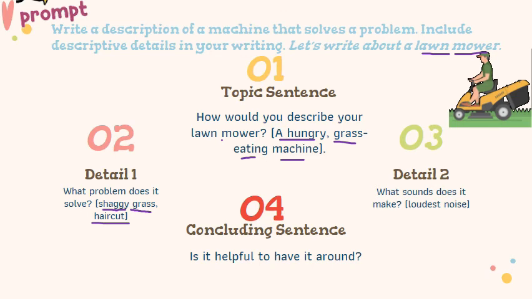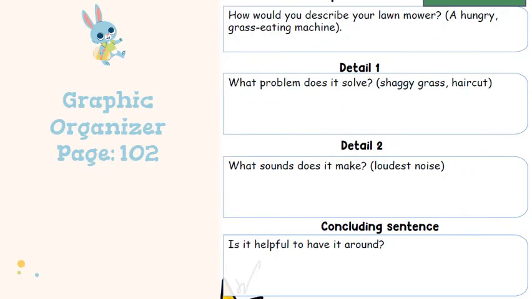What sounds does it make? Of course, a lawn mower is not soft, it doesn't make a soft sound. It makes the loudest sound. And at the end, we can say if it's helpful to have it around. So how would you describe this? Is the graphic organizer, page 102. You can use these as examples. You can make your own sentences. So what can I say?